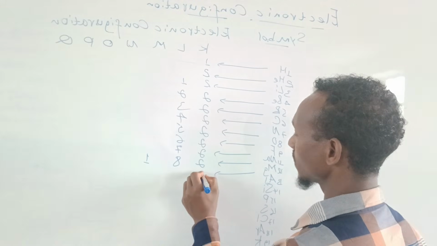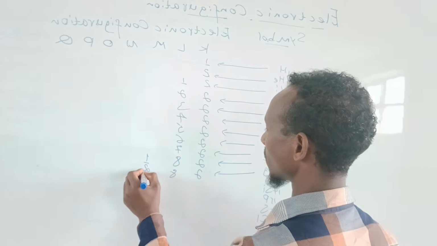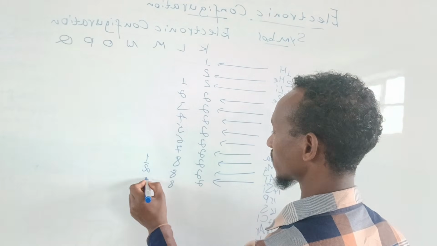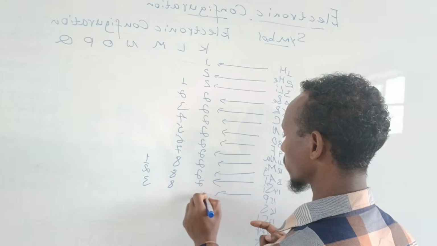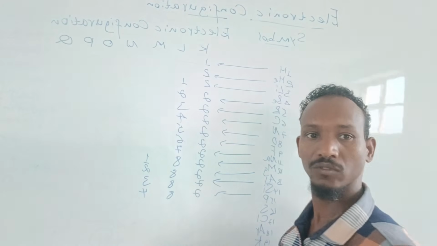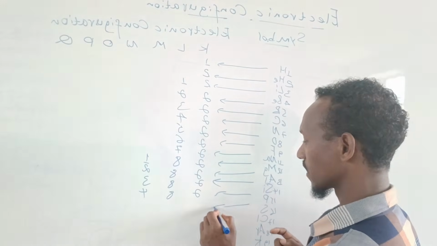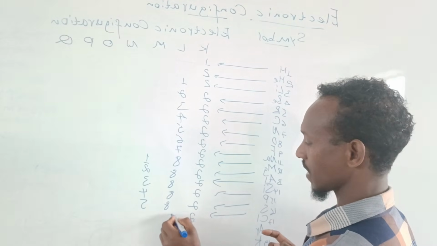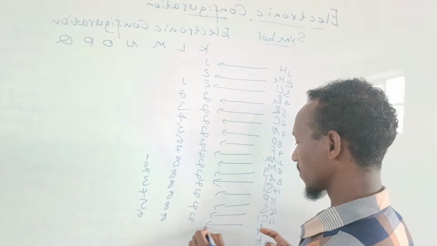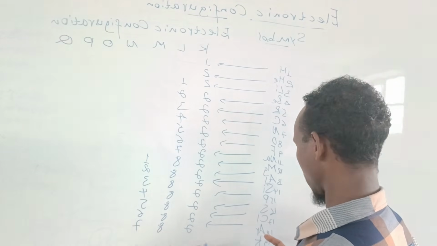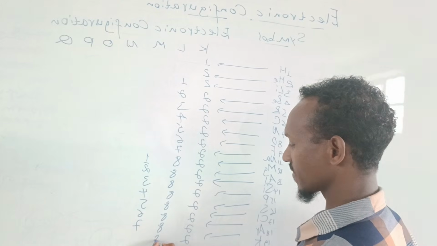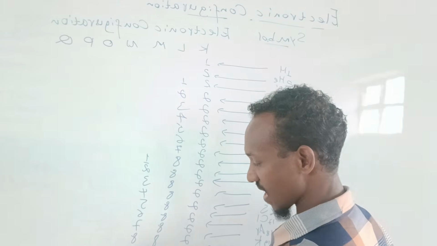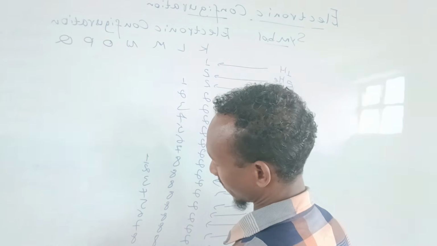Magnesium 2, 8, 2. Aluminum 2, 8, 3. Silicon 2, 8, 4. Okay? Phosphorus 2, 8, 5. Sulfur 2, 8, 6. Chlorine 2, 8, 7. Argon 2, 8, 8. Potassium 2, 8, and 8. The remaining one electron proceeds to the next shell.